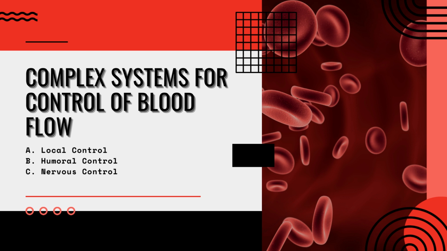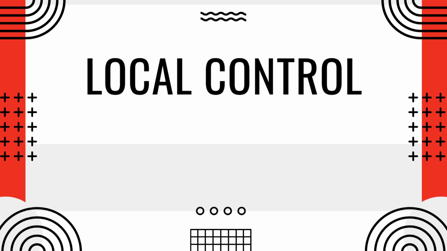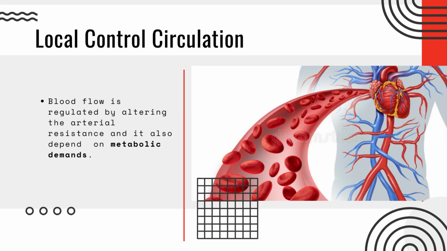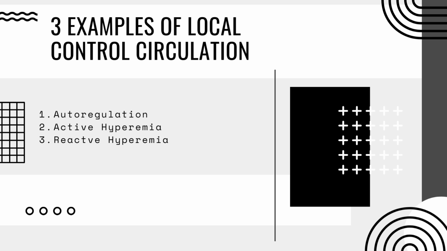So for this video, we will discuss the complex system for the control of blood flow. Now there are three systems for the control of blood flow, but we will first discuss the local control. In local control circulation, the blood flow varies from one organ to another. Blood flow to an organ is regulated by altering the arterial resistance, and it also can be varied depending on the organ's metabolic demands. Now we'll go into the mechanisms which explain the local control of blood flow.